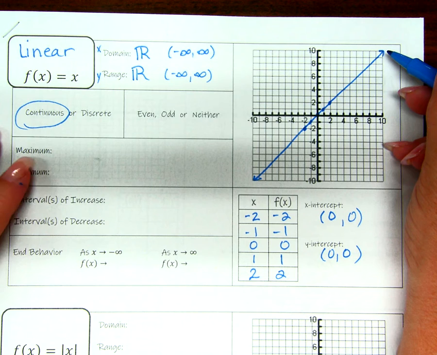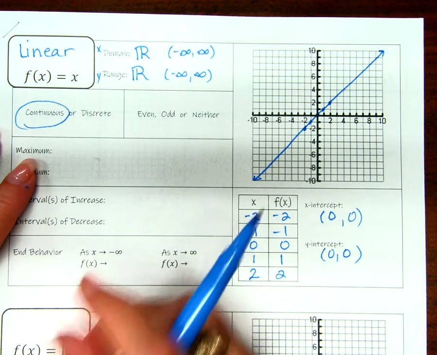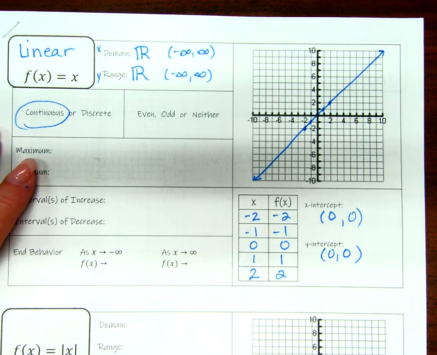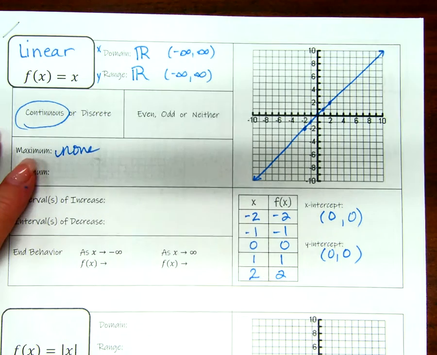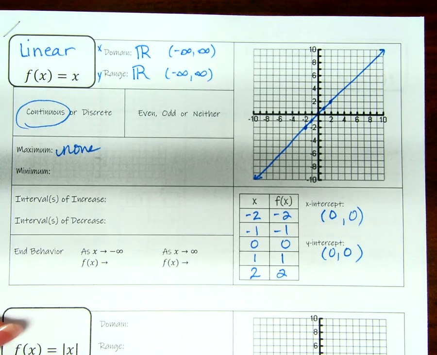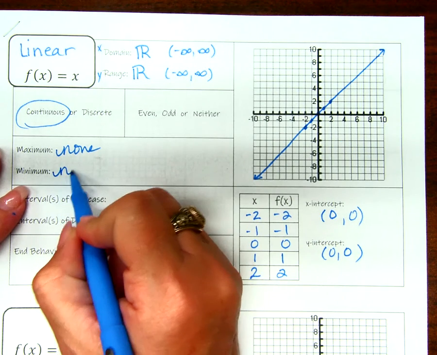So some of you even said that the maximum is infinity, right? But do you know where infinity ends? So we don't want to say infinity either. We just want to say it doesn't have one. Because by saying infinity, you're almost implying that you know where that is, and I don't. Okay? What about a minimum? It doesn't have one. Same reasoning, right?